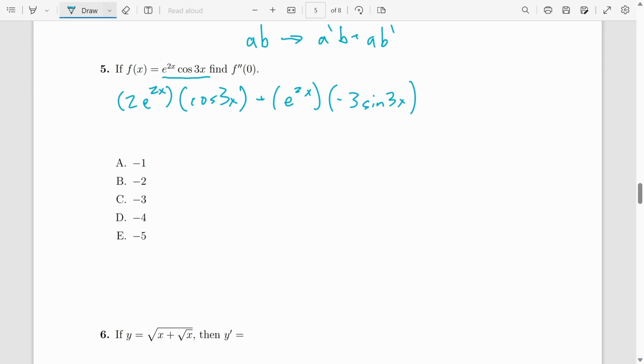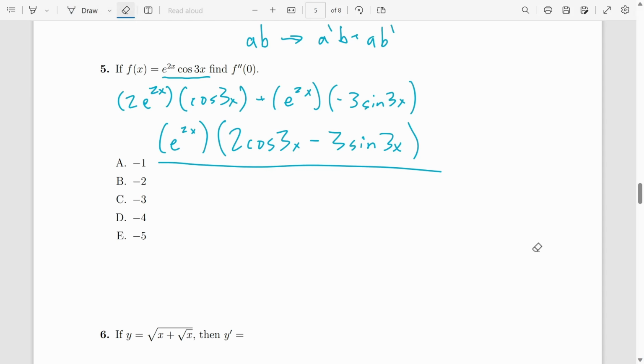So looks like there's an e to the 2x in both terms, so we can take that out. This is now e to the 2x of 2 cosine of 3x minus 3 sine 3x. I think that's how that works. And now we only have to do one product rule. We only have two things multiplied together instead of like 2 plus 2. So we can do our second derivative now.